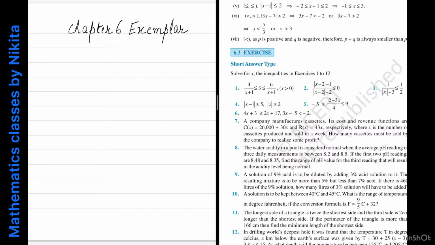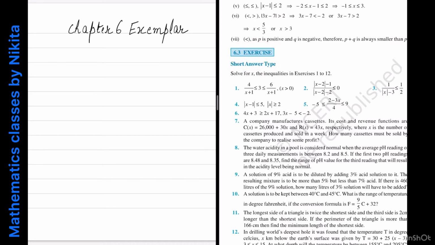So today I am starting with chapter 6, that is your inequalities, and I will be giving you the solutions of the exercise of the exemplar which is given on the NCERT website. So let's start. On the right hand side you can see I have opened the exemplar, and on the left hand side you can see a notepad on which I will be explaining the steps of the solutions. So first we have exercise 6.3, short answer type questions.